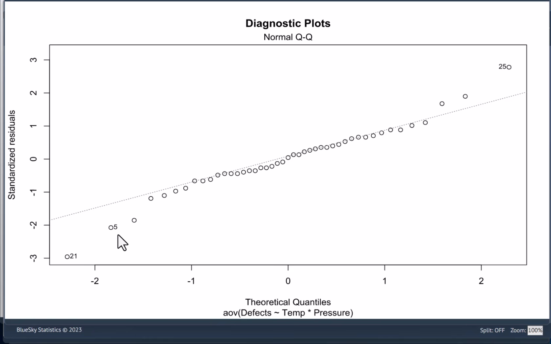Similarly, observation 5 had a lower defect rate than we'd expect in terms of standard residuals, but it's only about 2 standard deviations lower. So we may not be able to find why that's the case. But for observations 21 and 25, 3 standard deviations, we should be able to identify an assignable cause for these outliers.